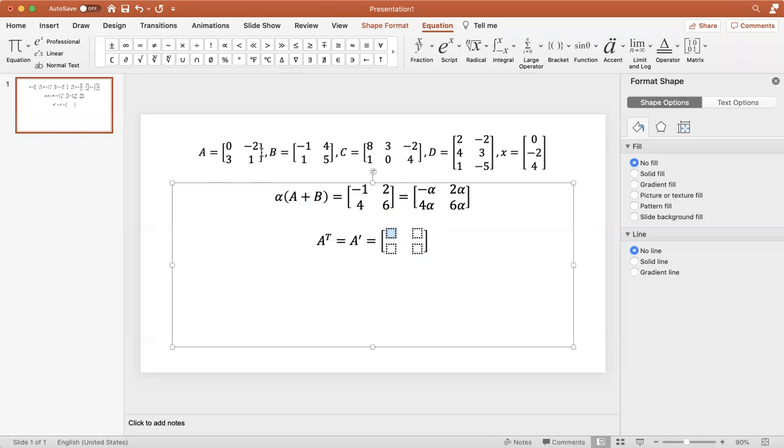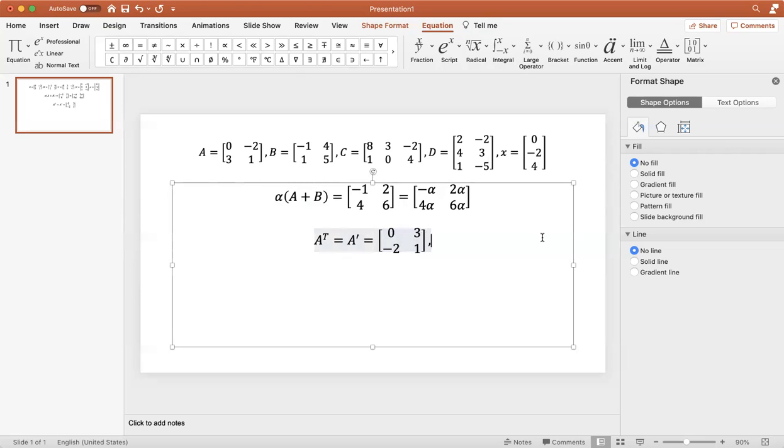So in the case of A, the transpose of A would be 0, 3, -2, and 1. So there's a rotation. You basically rotated the rows to columns, and columns to rows, right? So you did a rotation.